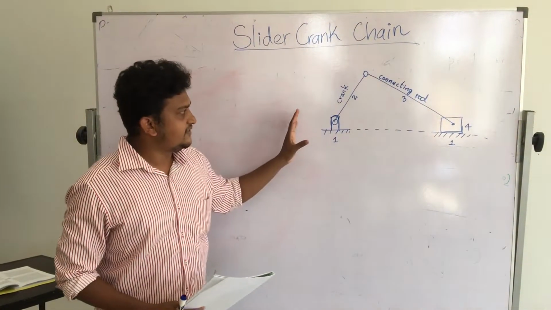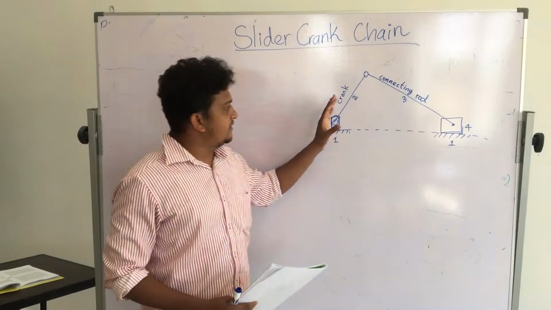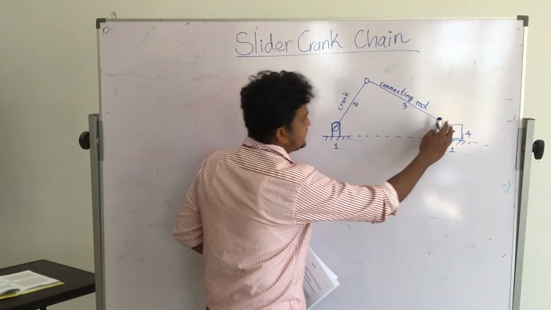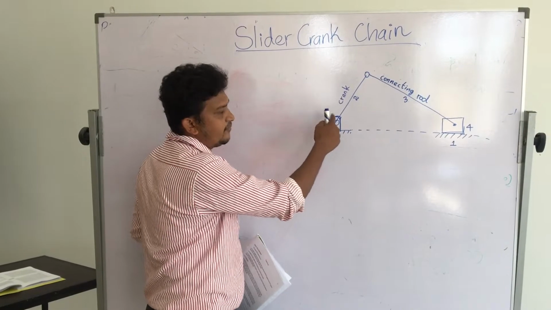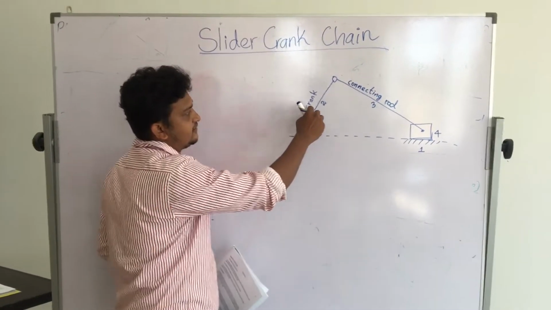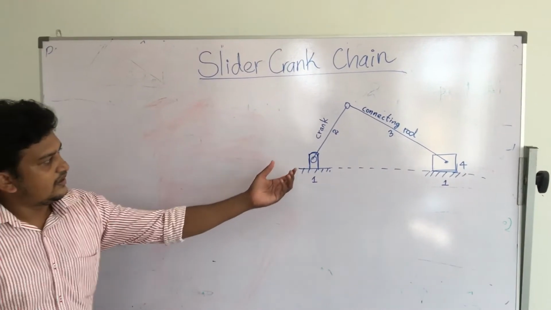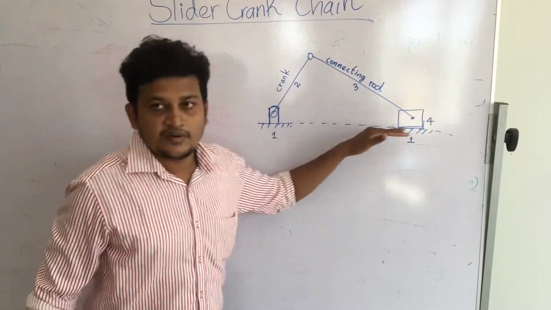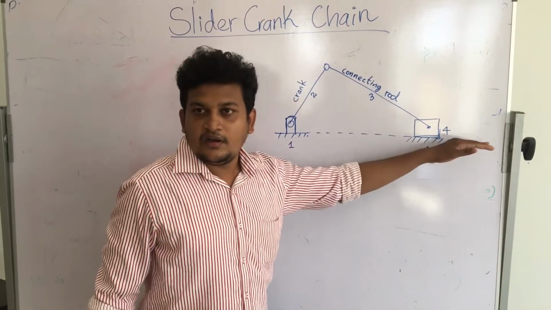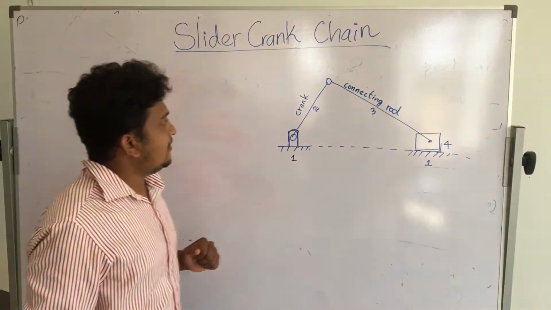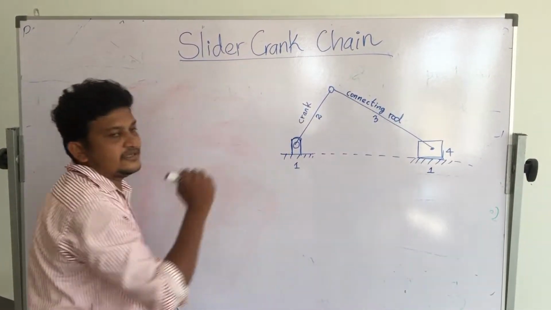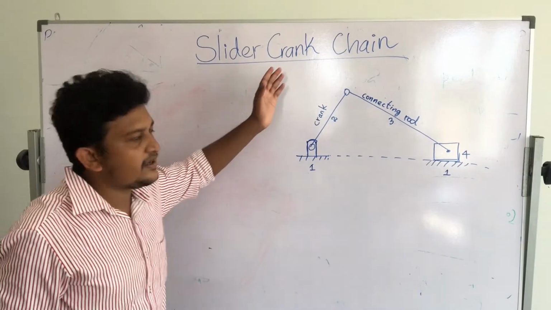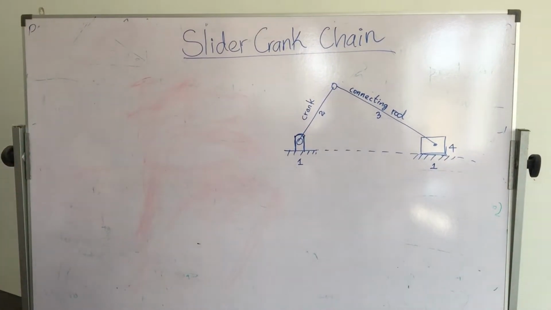What does it represent? This is the kinematic diagram, but I think everyone has heard about engines, right? In an engine there is the piston, a connecting rod, then the crank. When the crank shaft is rotated, the piston moves in reciprocating motion. This is the representation of that mechanism as a kinematic diagram. This is one mechanism we use in automobiles. That's why we are interested in studying slider crank chains.